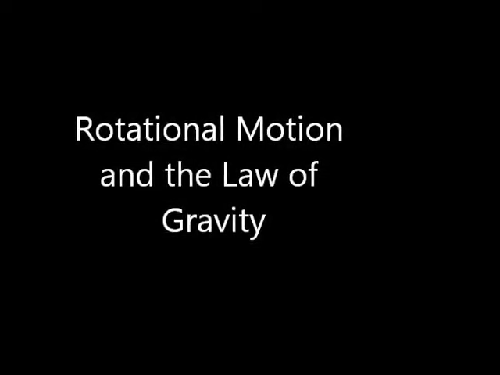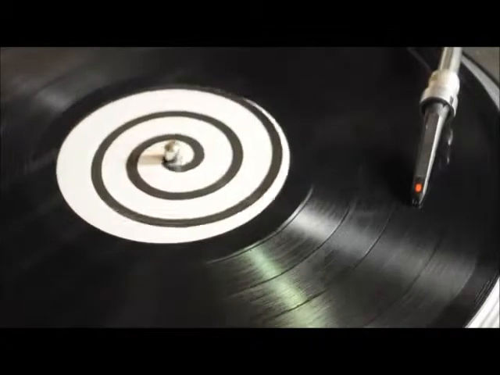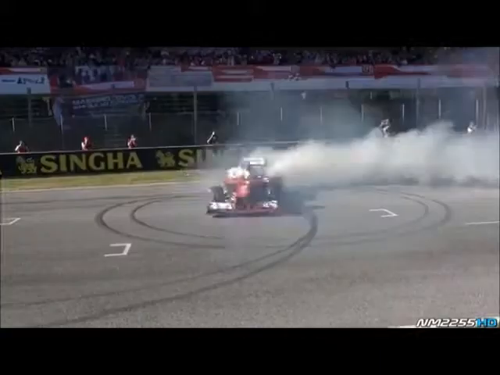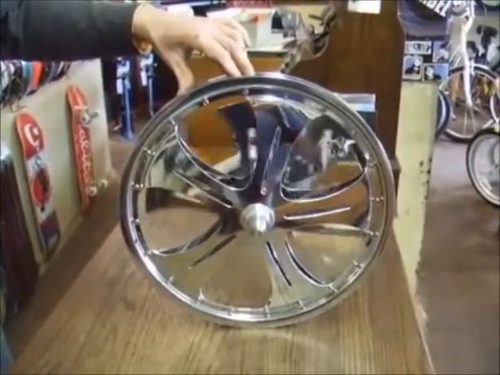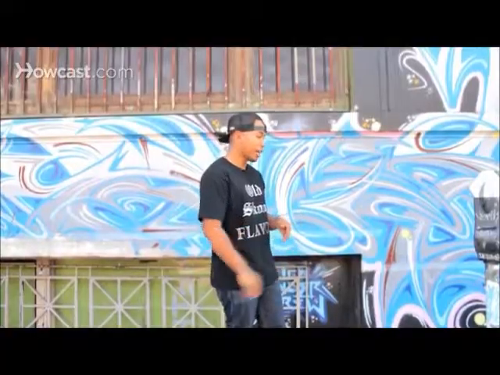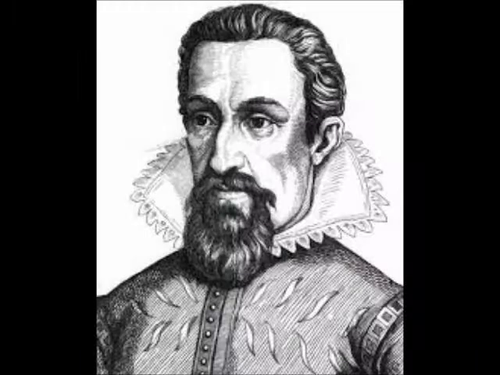Chapter 7 is titled Rotational Motion and the Law of Gravity. It starts off with angular speed and angular acceleration, then rotational motion under constant angular acceleration, relations between angular and linear quantities, centripetal acceleration, Newtonian gravitation, and finally, Kepler's laws.